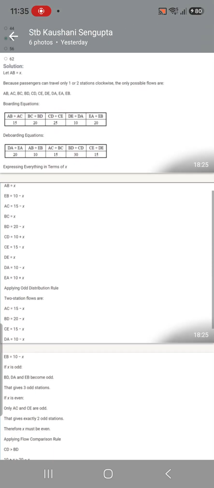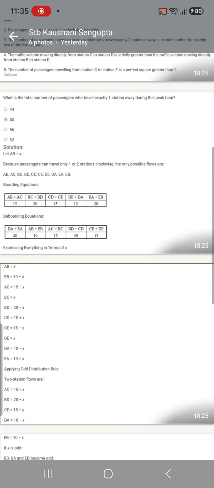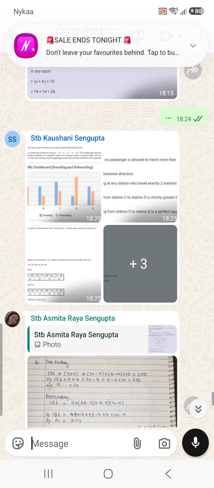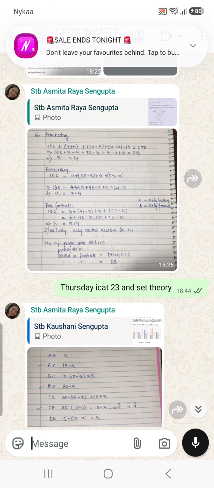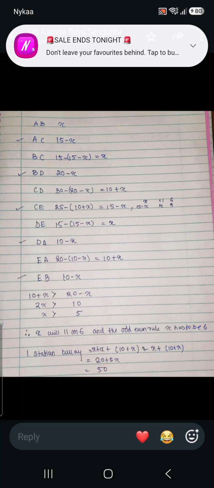Now let us try to make a chart as to how these people are moving. So basically we can see that the passengers move from A to B or A to C or B to C or B to D or C to D, C to E, D to E, D to A, E to A and E to B. These are the only movements possible.